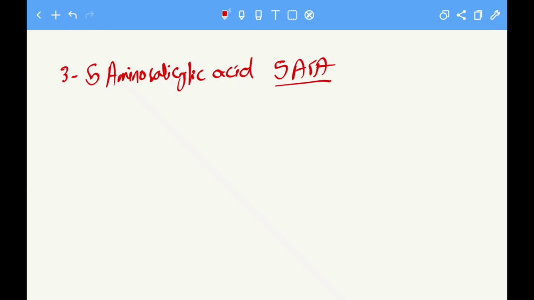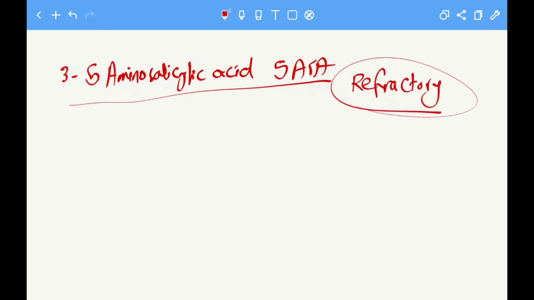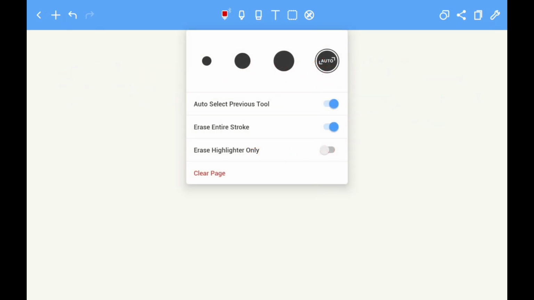And if there is refractory to those treatments, so we will give anti-TNF, which is immune modulator. If all those treatments fail to treat inflammatory bowel disease, we will go into surgery.